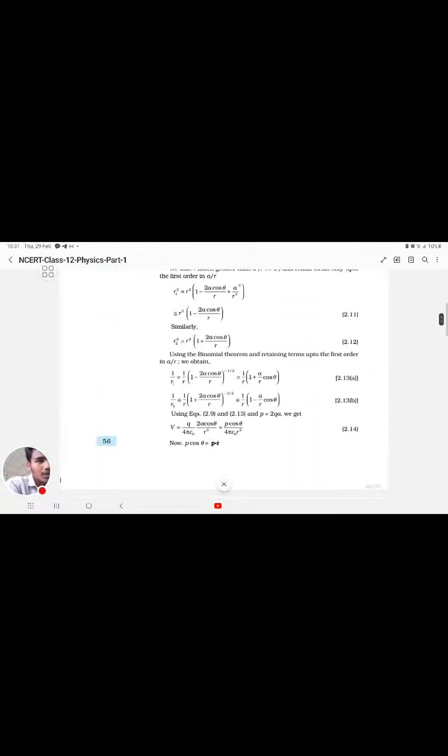So basically it's a 1 by r1 minus 1 by r2 factor, and since we knew the values of 1 by r1 and 1 by r2, I'm just substituting them. So it's q by 4 pi epsilon naught times 2a cos theta by r square. Since we knew that 2qa is equal to the dipole moment, it's taken to be p cos theta by 4 pi epsilon naught r square. And since p cos theta is actually p dot r cap, we get k p dot r cap by r square.